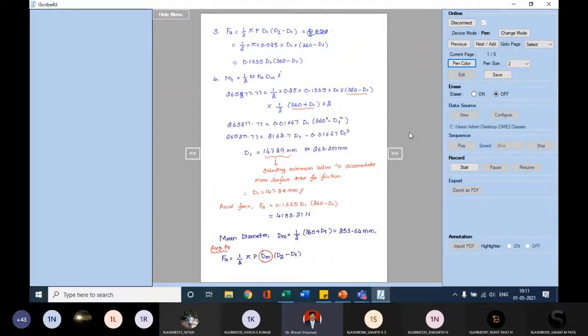So once again, FA is 4182.21, half pi P into dm, 253.64 into 360 minus 253.64. How much is the answer of P? 0.155 MPa? 0.005? Point 0.05 MPa is the right answer.